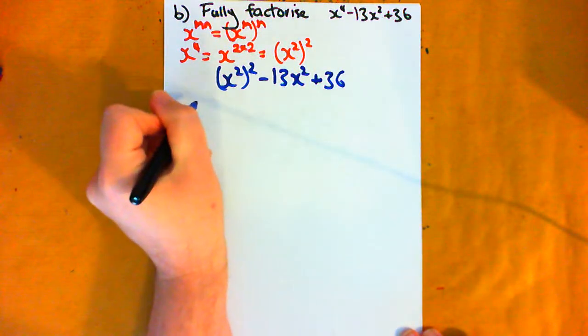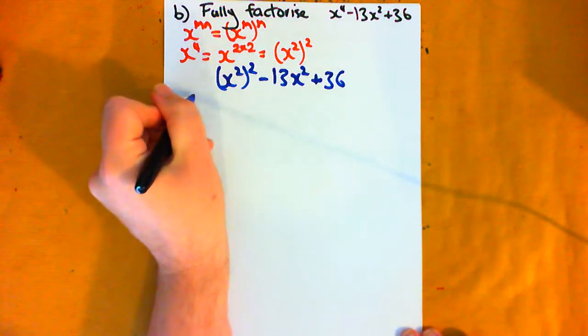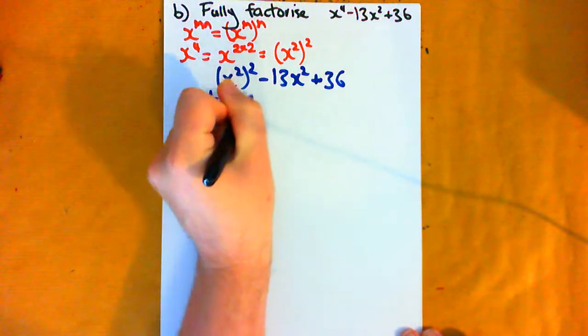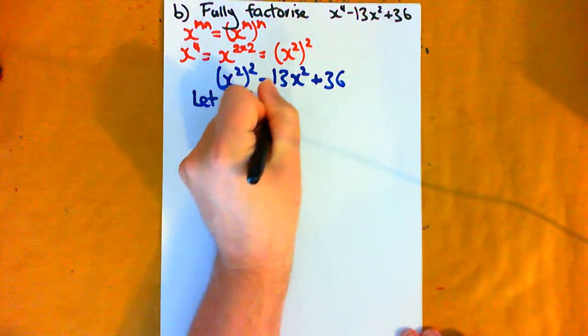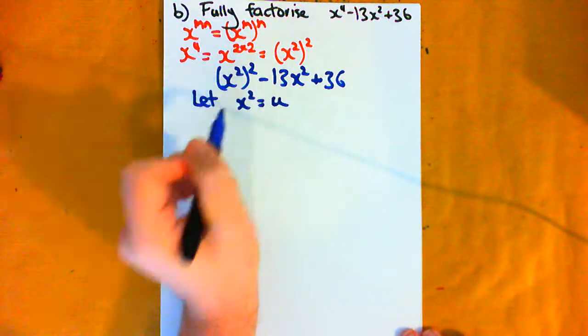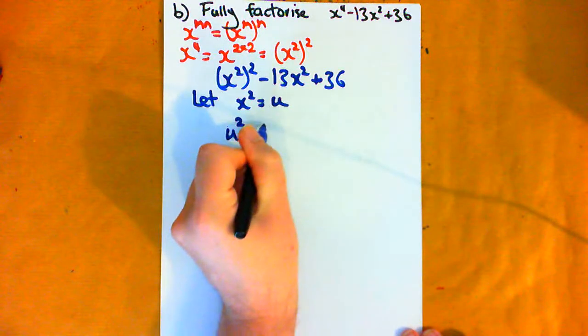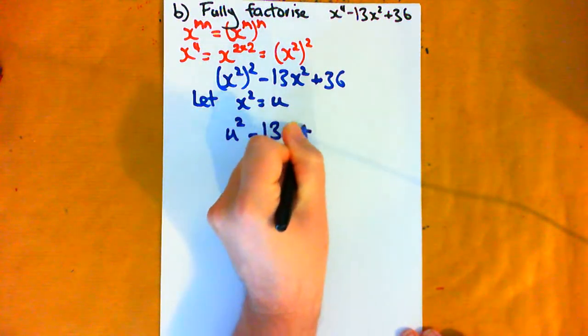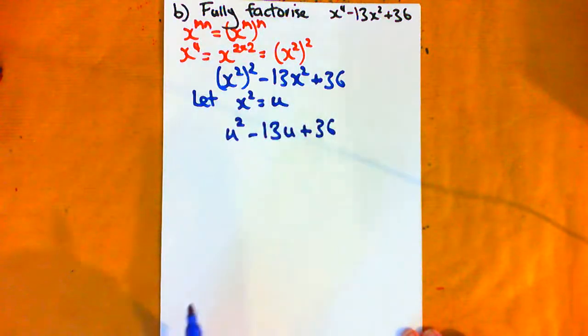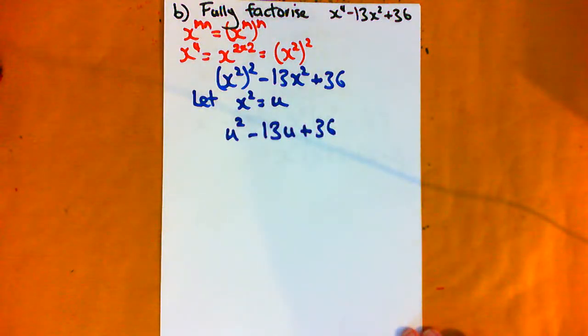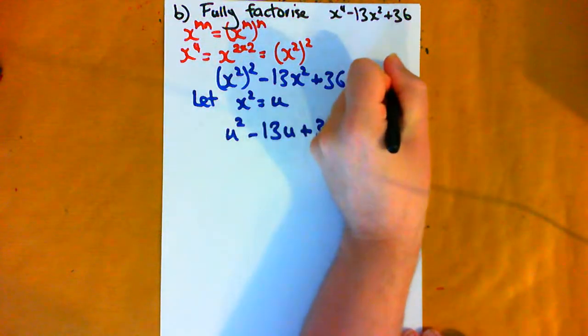And if we use a substitution to make the next step a bit clearer, let's let x squared be a particular letter, let's say u. Then we can replace that x squared with u, so this becomes u squared minus 13 times u plus 36. Now this is something that we can factorise. So remember the systematic thing we used in video 1 to work out the pairs of numbers that multiply into 36. So we've got 1 and 36.